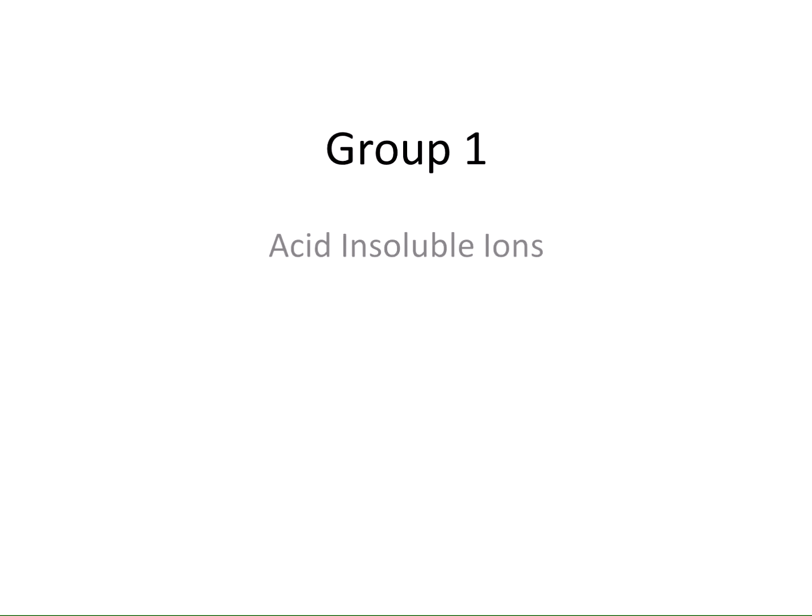This is a lab lecture video to help us understand what's going on when we do the group 1 separation with the acid insoluble ions, and so that we can understand better the chemistry and the chemical equations that are taking place. Now you will be working with two samples side by side.